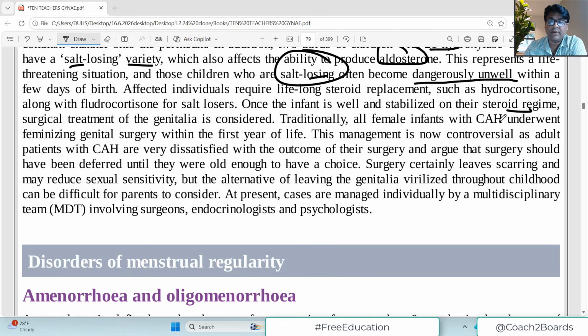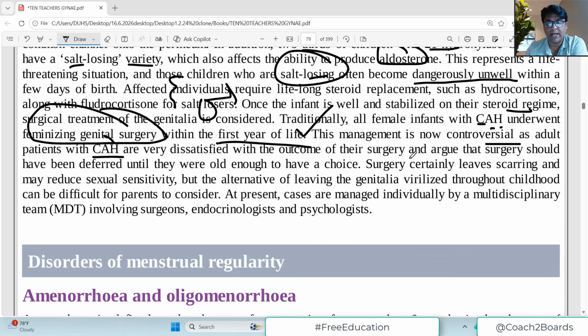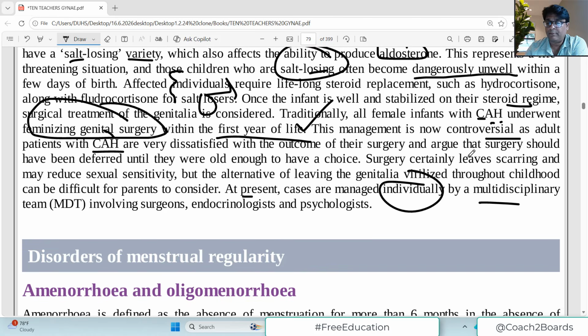Once the infant is well and stabilized on their steroid regime, steroid being the treatment because that is the initial problem: traditionally, all female infants with congenital adrenal hyperplasia underwent feminizing genital surgery within the first year of life, because their external genitalia are male looking. This management is now controversial as adult patients with CAH are very dissatisfied with the outcome. If you intervene with nature's work, you are not successful 100% of the time and there may be problems, right? At present, cases are managed individually by multidisciplinary teams, so it may require a lot of surgery, a lot of hormonal treatment, a lot of psychological treatment, and also a lot of plastic surgery involvement. So multidisciplinary teams are involved.